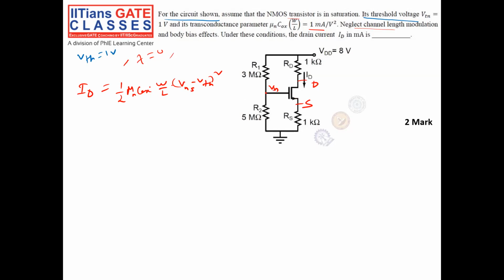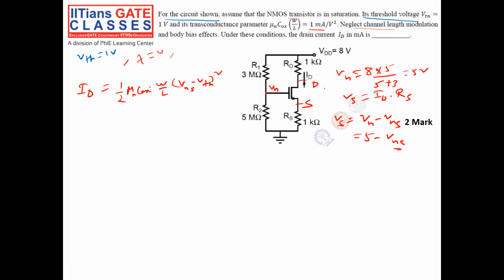Okay. So you see also VG is nothing but 8 volt into 5 megaohm by 5 plus 3 megaohm. So VG is equal to 8 into 5 mega divided by 5 plus 3 mega, which is nothing but 5 volt. And VS is nothing but ID into RS. And VGS is VG minus VS, equal to 5 minus VS. Okay, this much we know.